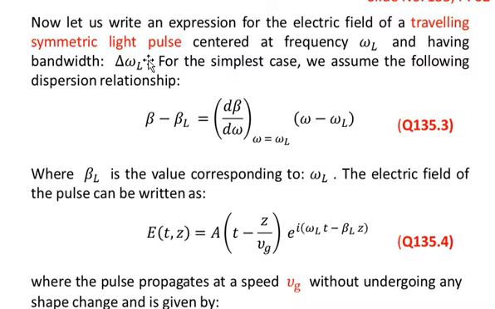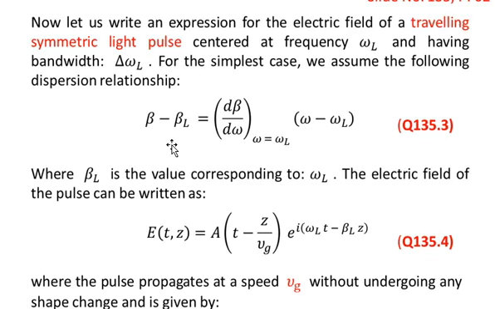The light pulse contains, of course, not only a single frequency but maybe a couple of frequencies, and omega L is the central frequency of the light pulse, having the bandwidth delta omega L. So delta omega L is the bandwidth, which means that it can contain many other frequencies besides the central frequency, which is omega L. For the simplest case, we assume the following dispersion relationship.